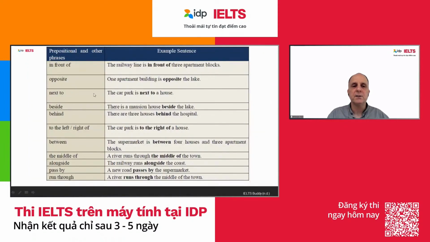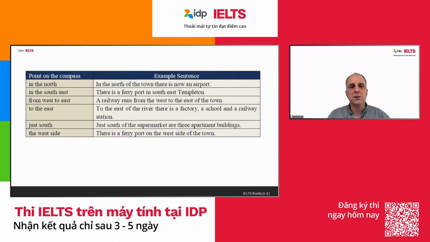There are obviously lots of these kind of phrases as well. Obviously, you won't be able to use all of them, but 1 or 2 of them would be very good. And likewise, mix these kind of prepositional phrases with points on the compass as well, so that all your language is varied.